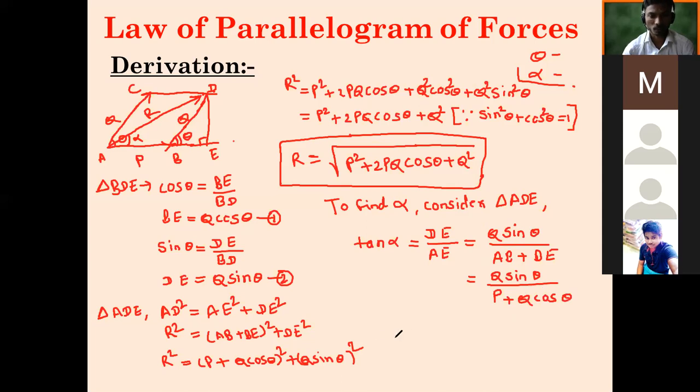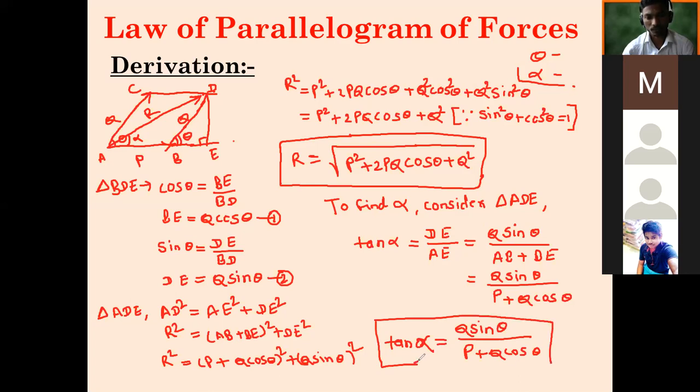So you can note down this formula here. Tan alpha is equal to Q sin theta divided by P plus Q cos theta. This formula you can note down, because it is required to solve the further problems, along with the value of R. So it may be asked in the exam.